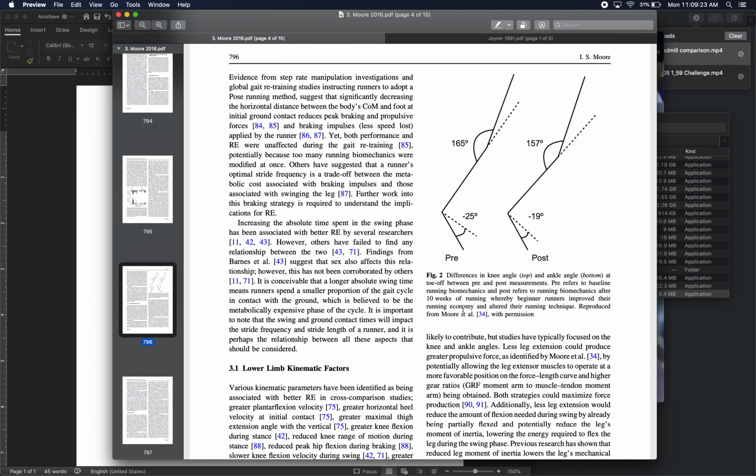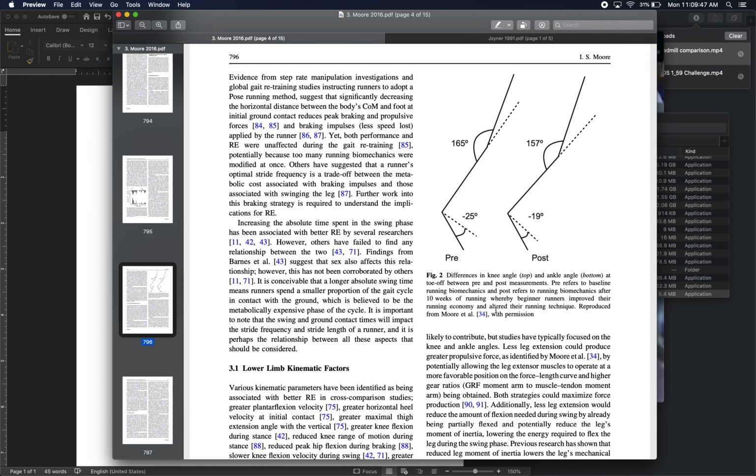After the 10 weeks of training, when their running economy improved, they then came back and measured the biomechanics again, and their knee was a little bit more flexed at toe off, and their ankle was a little bit less plantar flexed at toe off. So an overall more flexed posture of the leg, kind of a more hunched up posture of the leg here at toe off when the runners became more economical.